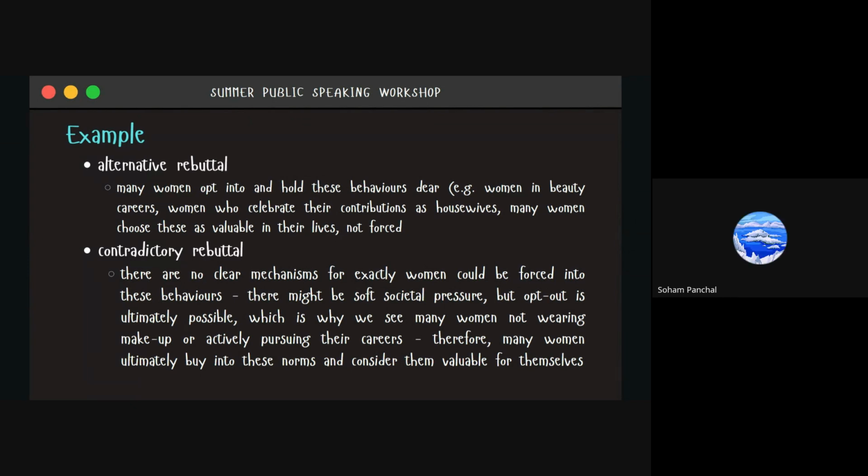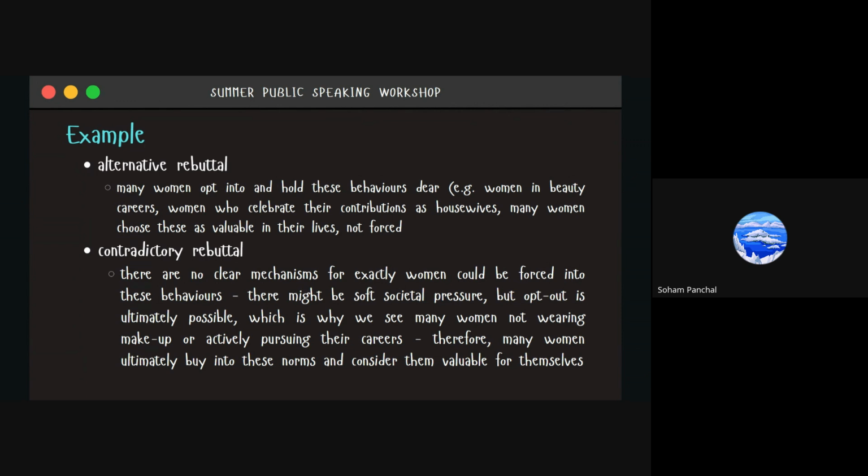So one of the alternative rebuttals, as first mentioned in the first suggestion given, is that not everybody has been forced to do makeup or have long hair. Maybe they just like it. As mentioned, you do not have any statistics. Maybe women like having this. And a contradictory rebuttal could be that.